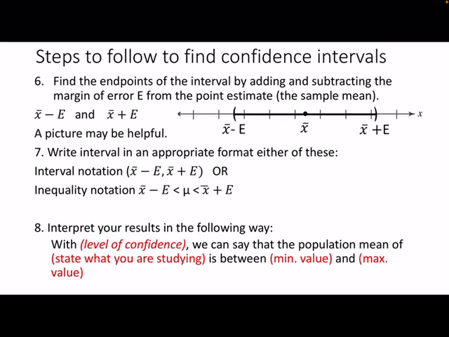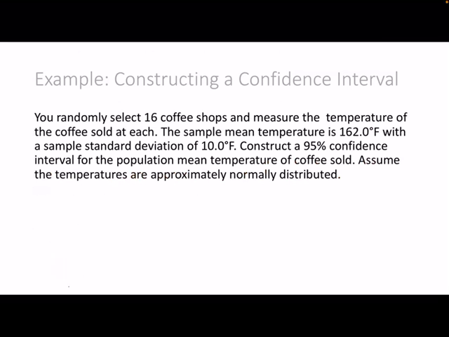So I am going to switch slides. If you need to pause, do that, and I'll switch and do an example. Okay, read the example. We're going to start writing down what we know. You randomly select 16 coffee shops and measure the temperature of the coffee sold at each. So that's my sample size, n equals 16. Notice that's less than 30, so I need more information to even do the problem.